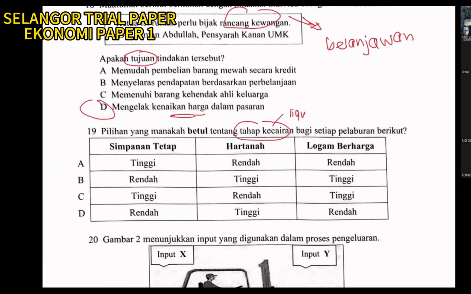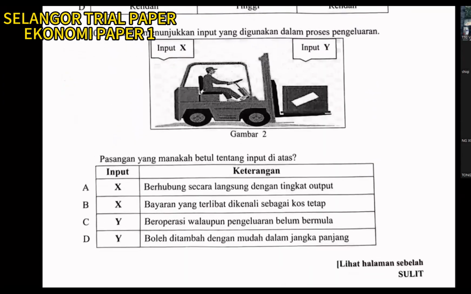And this one, tahap kecairan. Yesterday we said tahap kecairan is liquidity. What is the meaning of liquidity? How fast you can convert those things into cash. Simpanan tetap, tinggi, because you can just buy with one click. Hak tanah, rendah. You need some time. Logam, rendah as well. Remember yesterday I told you, like a gold bar, it's not that you want to sell then you can sell. You need verification. People need to verify whether this is a real one, only then will they exchange with you. Right? You need to find people to buy.